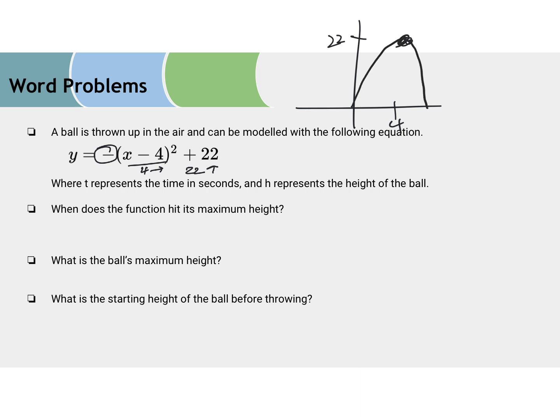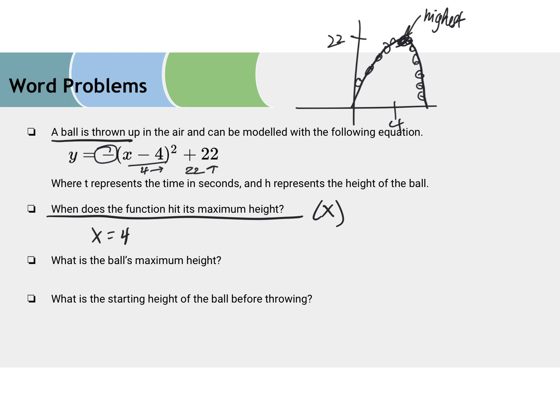And so you can kind of see this is the motion of the ball, where it gets thrown up into the air and begins to come back down due to gravity. So this point is the highest point in the graph. So when does the function hit the highest point? When is just the x value. So we would say when x equals 4.